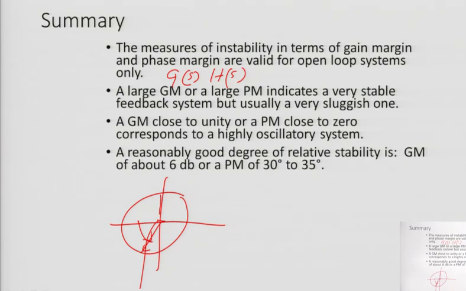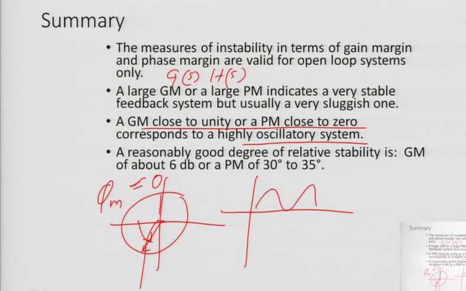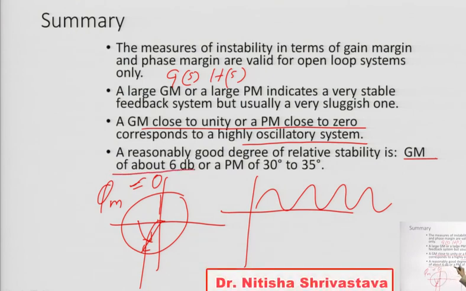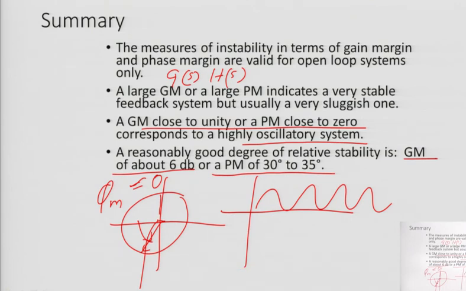but such a system is very sluggish. So, a gain margin close to unity or a phase margin close to 0, that is phi m almost equal to 0, corresponds to a highly oscillatory system, because the response of a marginally stable system is highly oscillatory. A reasonably good degree of relative stability is a gain margin of about 6 dB or a phase margin of about 30 degrees to 35 degrees.